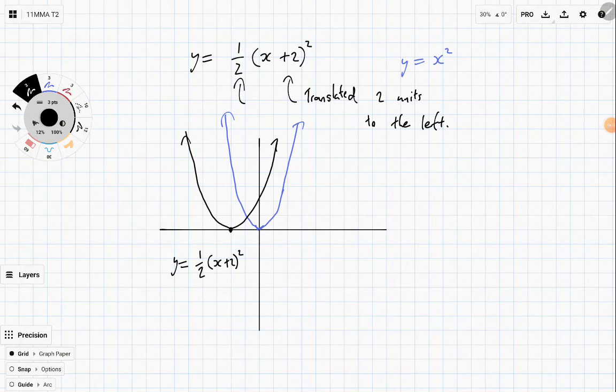Oh, just before I go, if we wanted to talk about the axis of symmetry, you can see the axis of symmetry has indeed moved, and it has now moved to x is equal to negative 2. So sometimes you may want to know what the line of symmetry is. And in this case, it has been moved to the x-coordinate of the new turning point. Alrighty, see you in the next one.